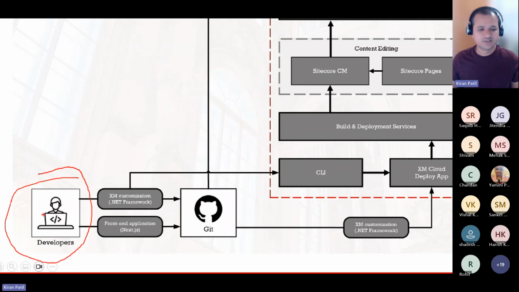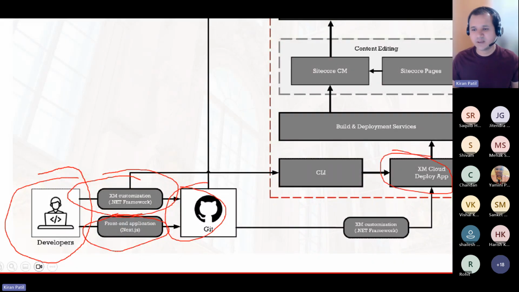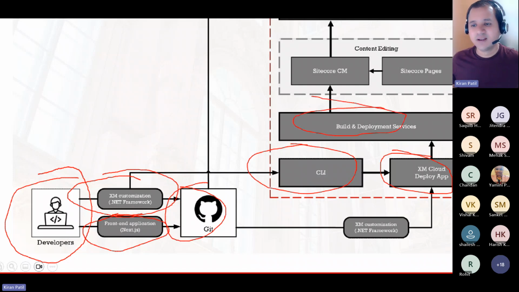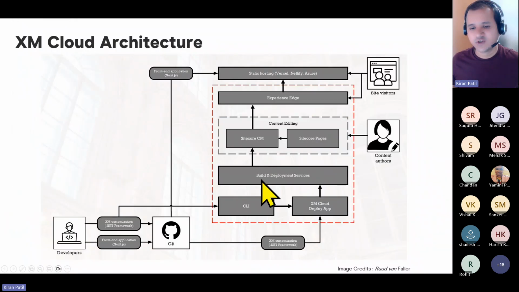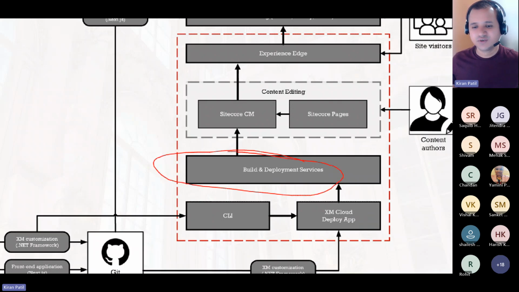So as a developer, if you have XM customizations, which mainly will be done using .NET framework, because XM is still hosted on .NET framework, not .NET Core, the Sitecore. So you'll be using .NET framework, and then your front end is Next.js. You commit that code. You can also use the XM Cloud Deploy app, which is a UI-based app, which you will see, and then also you can use the CLI. You can also use the build and deployment services, which is kind of a core abstracted version of the build and deployment services by Sitecore, which deploys on Sitecore CM.